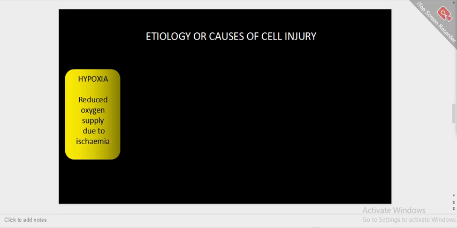So how all these agents cause the cell to get disturbed or face injury, we will see in detail in the next section.